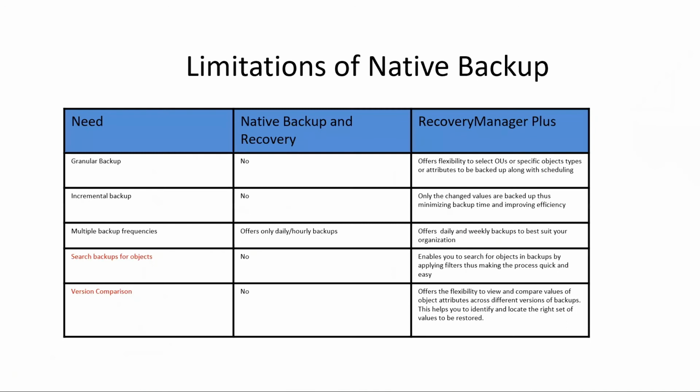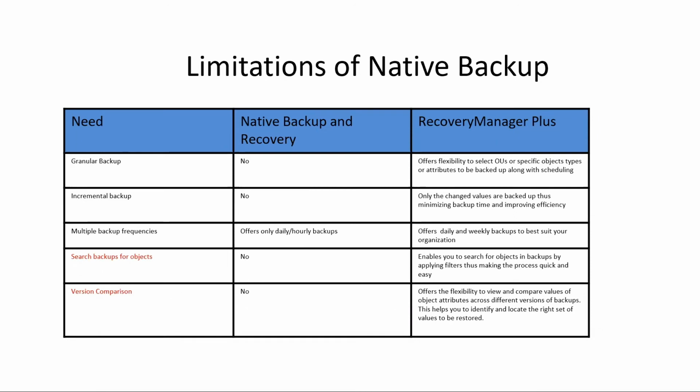So I would like to talk about a few more limitations. I think I've already covered this on the previous slide, but to be specific about what I meant by limitations on granular backup: with native backup and recovery, there is no granular backup. But with Recovery Manager Plus, or I would say AD Manager Plus backup, which is an add-on to AD Manager Plus, you have the flexibility to select the OUs. We do object level backup, so you get to choose the attributes and the objects that you would like to back up. If you have custom attributes, DNS, or want to take a backup of your schema, all that can be done from AD Manager Plus backup.